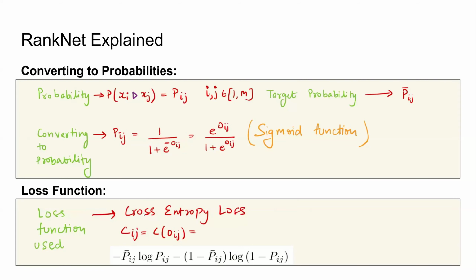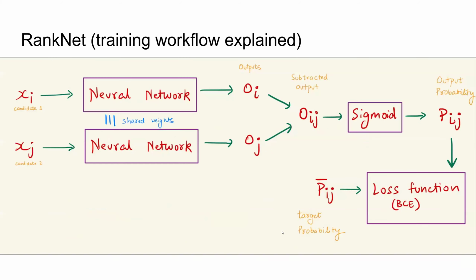And the loss function that we use to compare the probability that we get and the target probability is the binary cross entropy loss function, which is the standard formula of the binary cross entropy. So yeah, this is how the workflow goes.